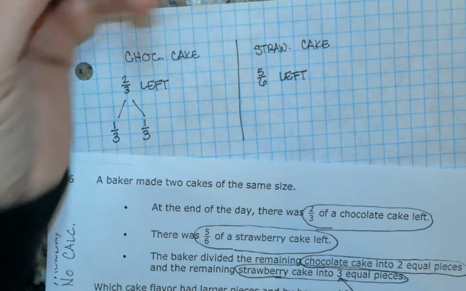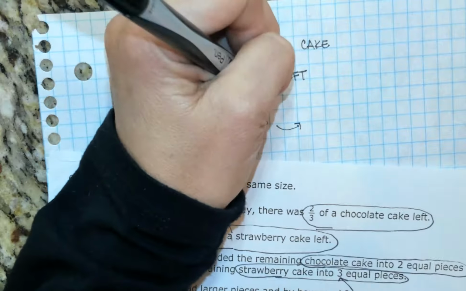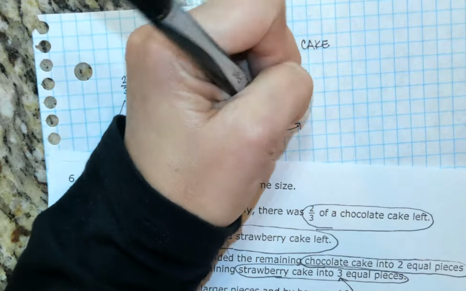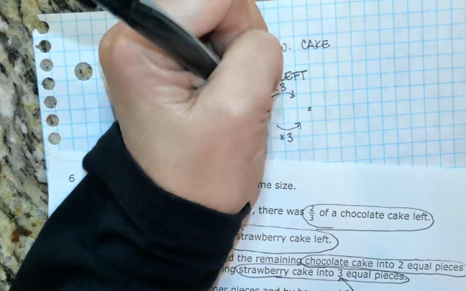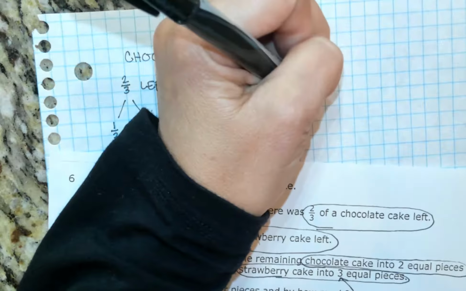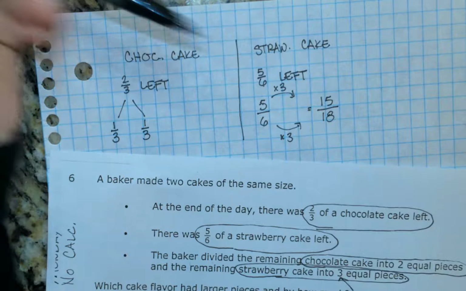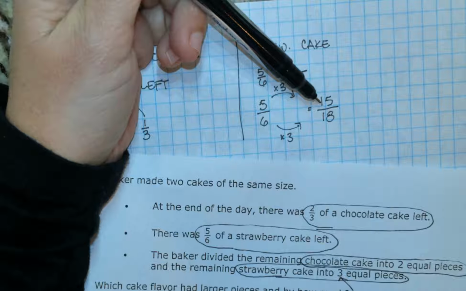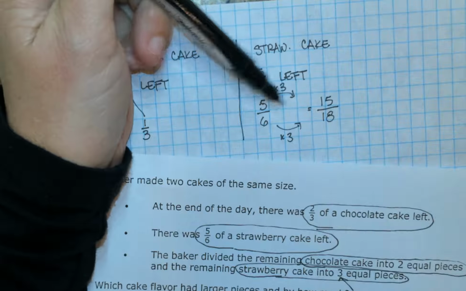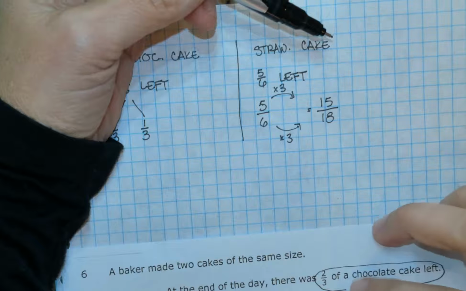If I have 5/6 and I want to break it up into thirds, I can multiply it by 3 on each side to get an equivalent fraction. That becomes 5 times 3, which is 15, and 6 times 3, which is 18. So right now I have not broken anything up into thirds. All I've done is take my original 5/6 and scale it up to become 15/18. These are equivalent fractions.